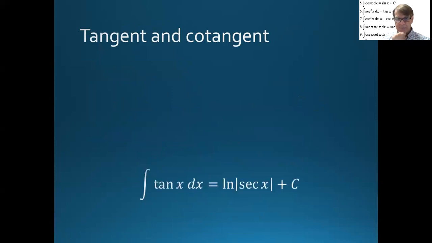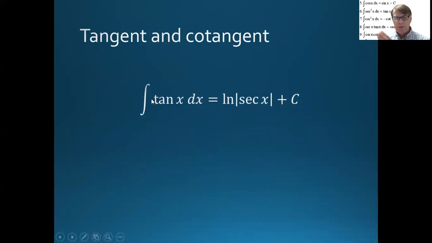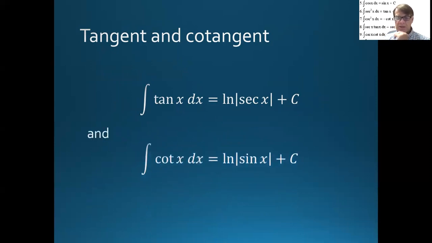Tangent and cotangent. Well, this is a little bit more involved, but the integral of the tangent of x dx is going to be the natural logarithm of the secant of x plus a constant. Just memorize it. Similarly, the integral of the cotangent of x dx is going to be the natural logarithm of the sine of x plus a constant. Just memorize it or look it up, right? Hopefully you have a chart nearby, like the one back here. I think I took this from the Union math department. Anyway, just memorize these or have them close at hand.